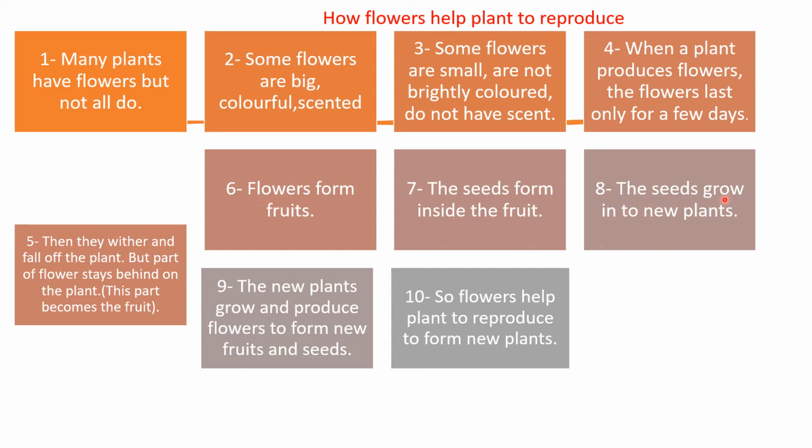The seeds grow into a new plant. From the fruit, the seeds grow, and then the seeds become new plants. Then the new plants grow and produce flowers to form new fruits and seeds. This is how flowers help plants to reproduce and form new plants.